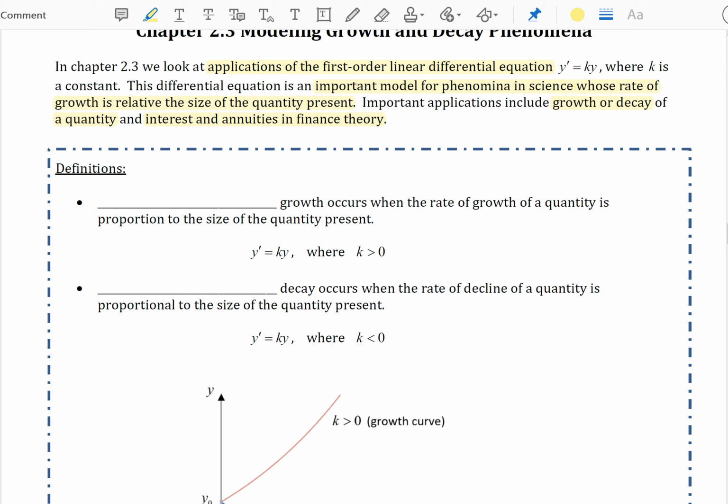To get started with this section, let's look at some definitions. Exponential growth occurs when the rate of growth of a quantity is proportional or relative to the size of the quantity present. The differential equation that captures this is y prime equals ky, where if we're talking about growth, then the constant k will always be greater than 0.